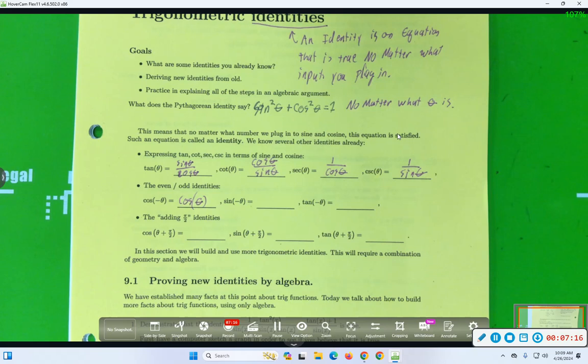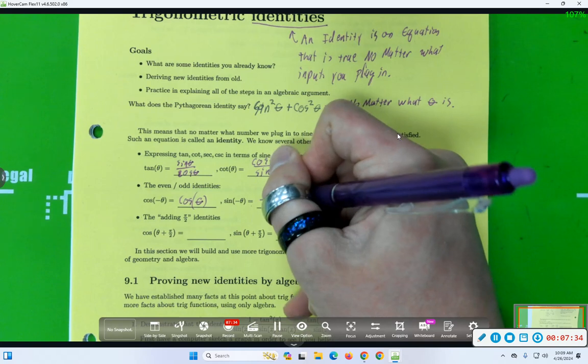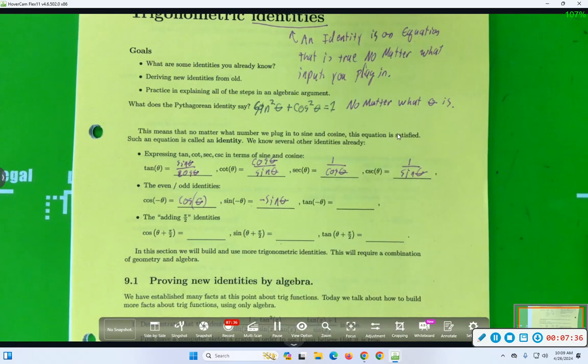How about sine? Even or odd? Odd. And what can you do with a negative sign inside of an odd function? You can pull it out front. So sine of negative theta is the same as negative sine theta. And how about tangent?